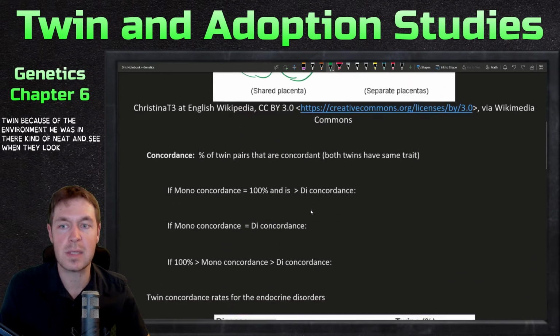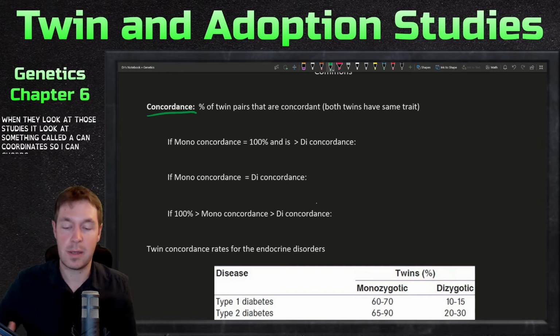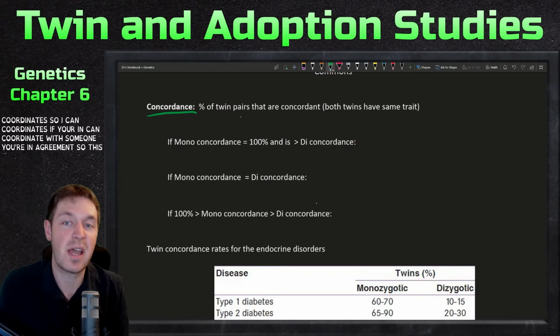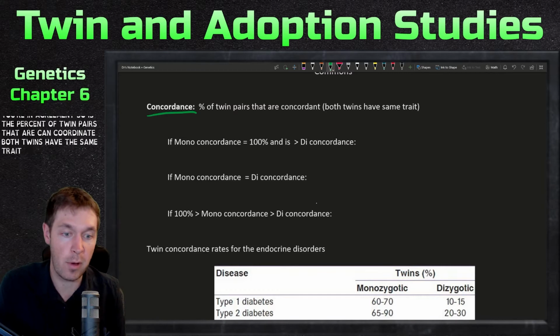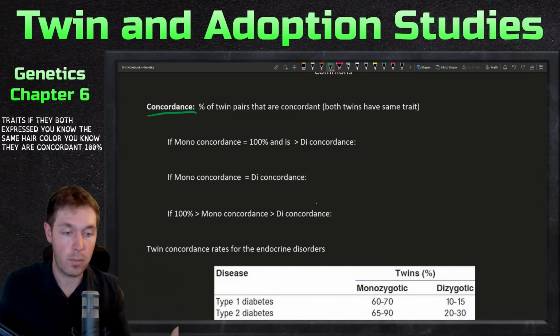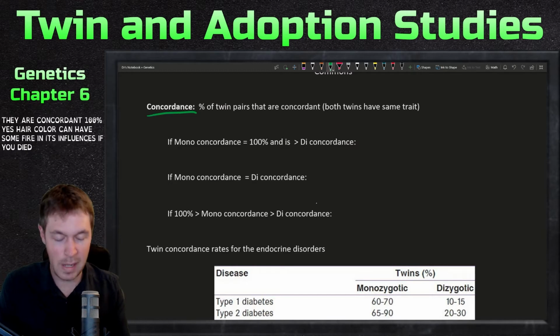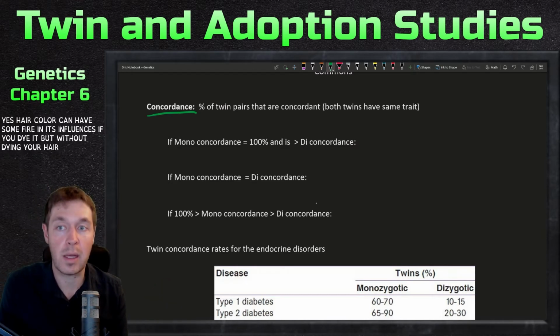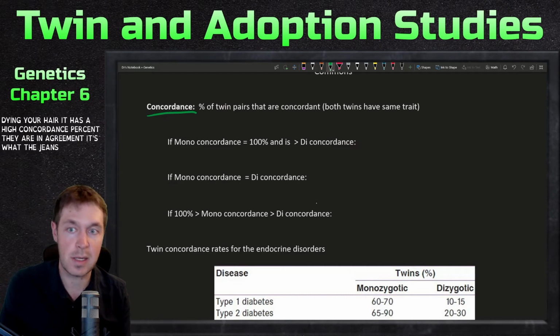And so when they look at those studies, they look at something called a concordance. If you're in concordance with someone, you're in agreement. So it's the percent of twin pairs that are concordant, where both twins have the same trait. So if they both express the same hair color, they are concordant, 100%. Yes, hair color can have some environmental influences if you dye it, but without dyeing your hair, it has a high concordance percent. They are in agreement. It's what the genes say they should do.